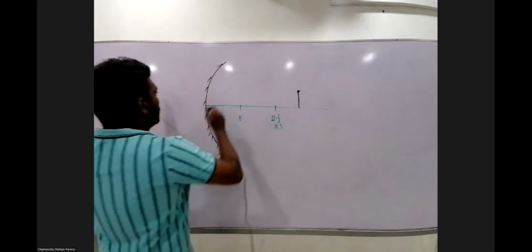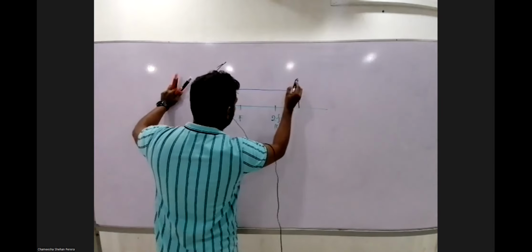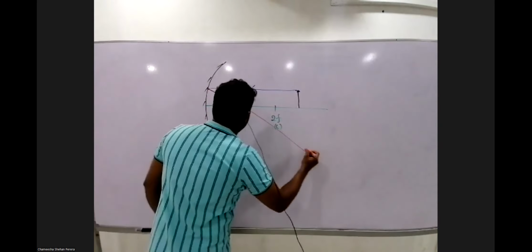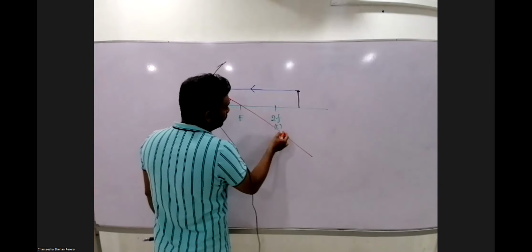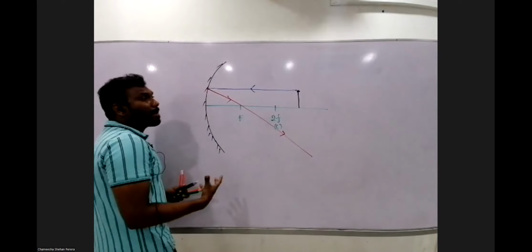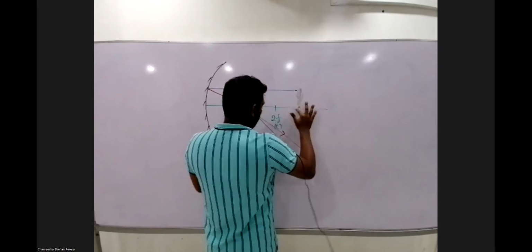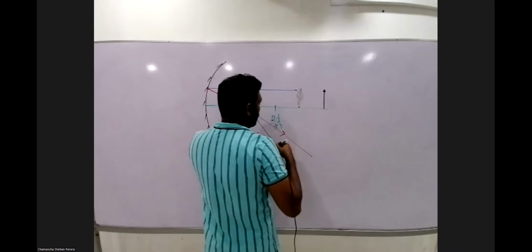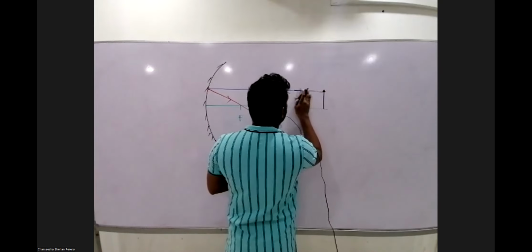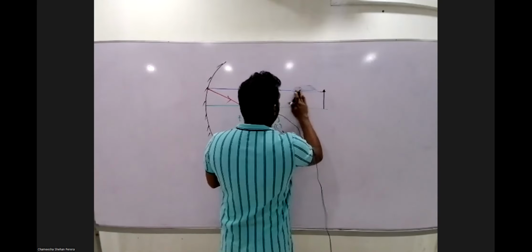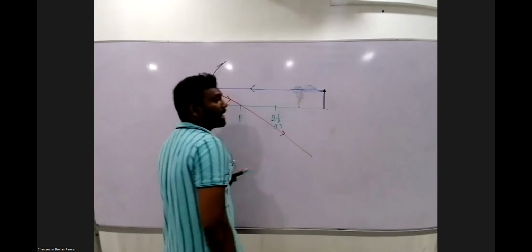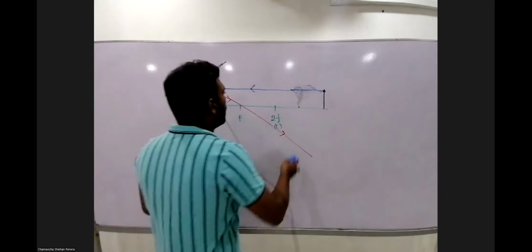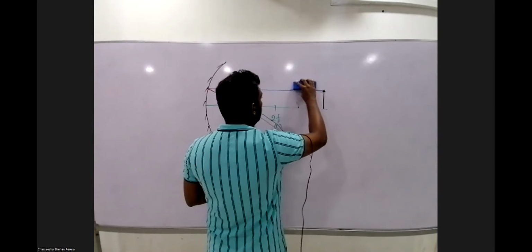Now from the object, there is this light ray coming parallel to the principal axis, and then it gets reflected through the focal point. Shall I take it from further away, like somewhere over here? That would be pretty easy for you to understand. The object is far away from the concave mirror surface. So that light ray comes parallel to the principal axis, reaches the concave mirror surface, and gets reflected back through the focal point.